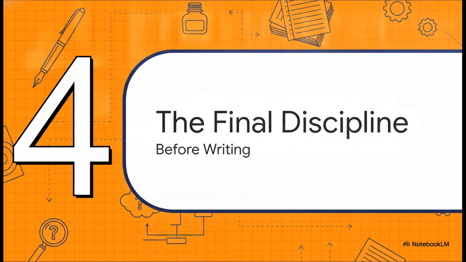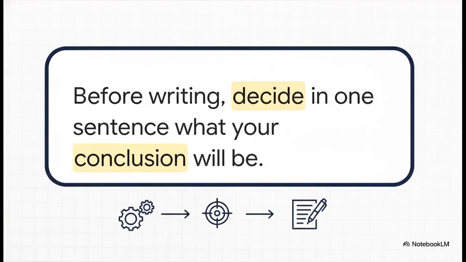The final discipline. There is one final non-negotiable rule you have to apply right before you put pen to paper. Before writing, decide in one sentence what your conclusion is going to be. It's that simple. If you can't state it clearly in one sentence, you are just not ready to write. Beginning anyway is exactly how answers end up rambling on, discussing an issue at length, and then never actually resolving it.